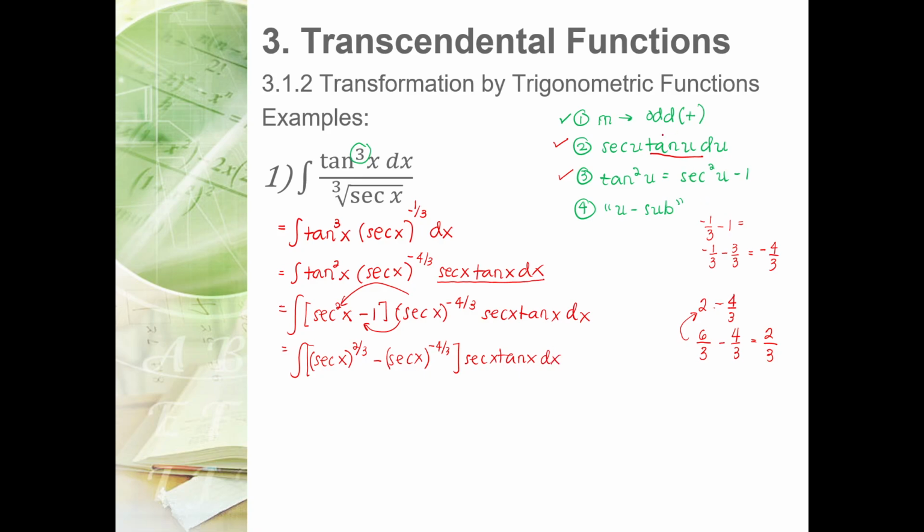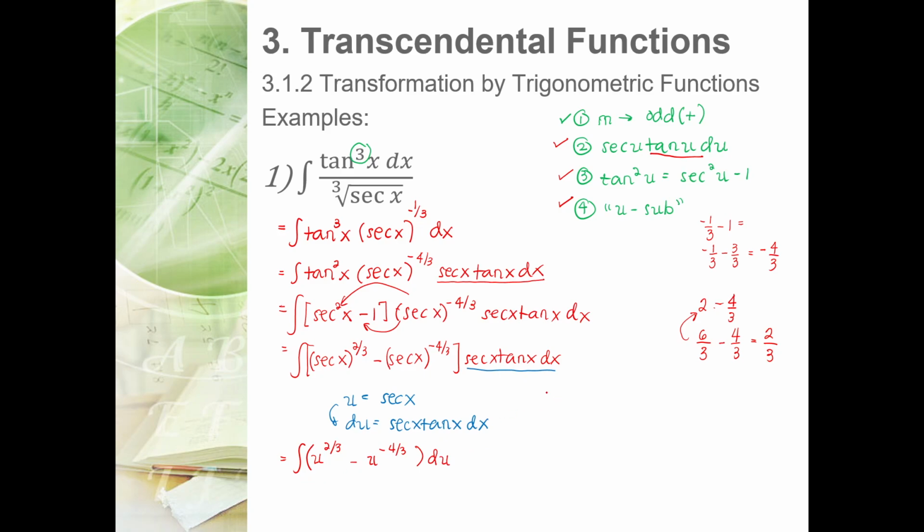Okay, so next we're going to use the u sub technique. Again, this one is our candidate for your du. So obviously our u is our secant parameter, then du is secant x tangent x dx. So u to the power of 2/3 minus u to the power of negative 4/3, and then du.